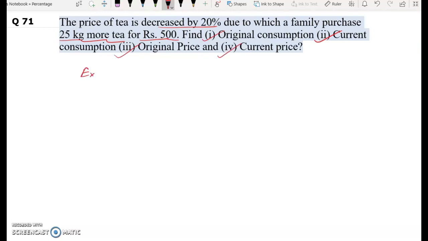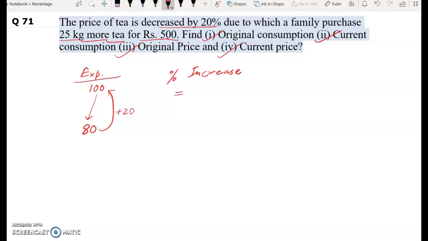So in this question, let's say the original expenditure of the family is 100 units. Now the price of tea is decreased by 20%. So the expenditure is also decreased by 20%. So 100 minus 20 is 80. So the new expenditure is now 80. Now in order to make the expenditure 100, the family will have to consume more. So the increase in consumption will be how much? Plus 20.